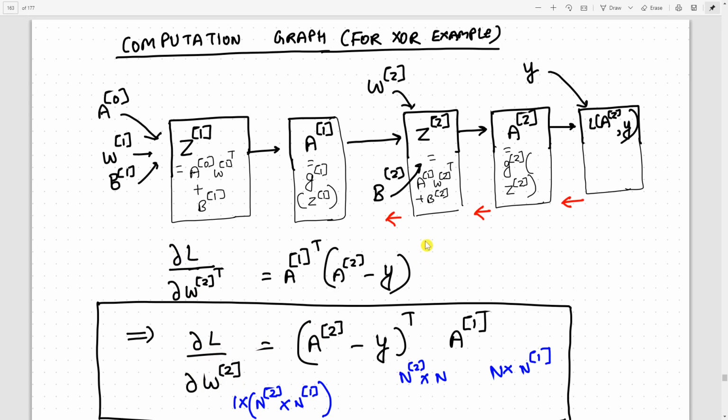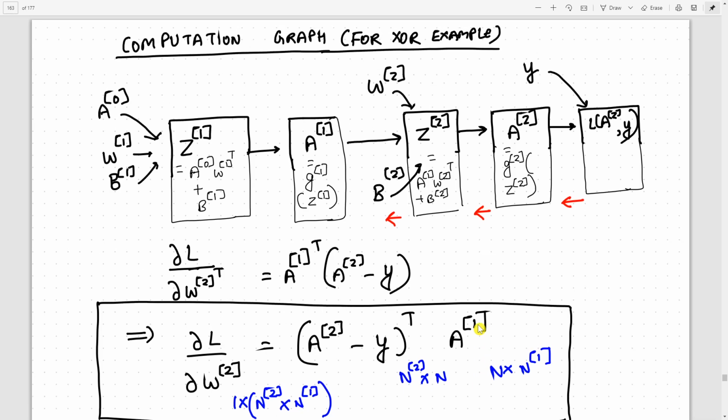So we take the transpose of this entire term, and we'll get del L by del W2, which is now A2 minus Y transpose times A1 transpose, which is just A1.